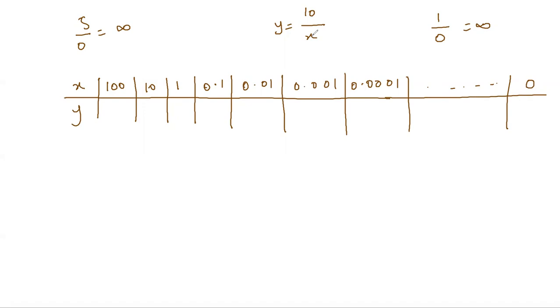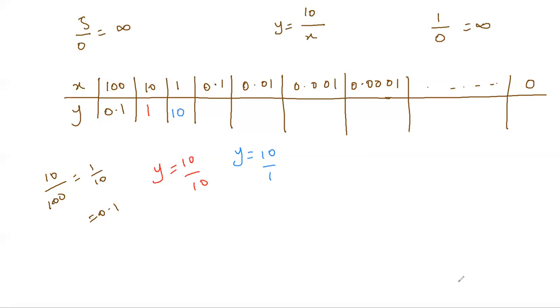So what is 10 over 100? When I put x as 100 here, 10 over 100 is going to be 1 over 10, which is 0.1. So y is 0.1. Then, when y is equal to 10 over 10, that will be 1. Now, when you are decreasing the denominator, look what's happening to the values of y. When x is 1, y is equal to 10 over 1. This is going to become 10 now.